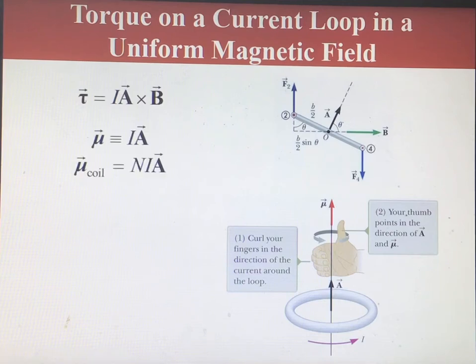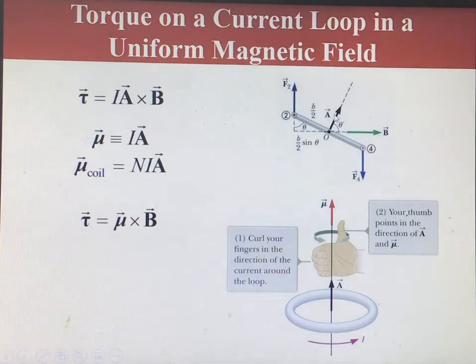All right. So now to put everything together, we can write the torque. If you have a rectangular loop of wire in a uniform magnetic field, we can write the torque in this form. So the torque vector is the current times the area vector cross the magnetic field vector.